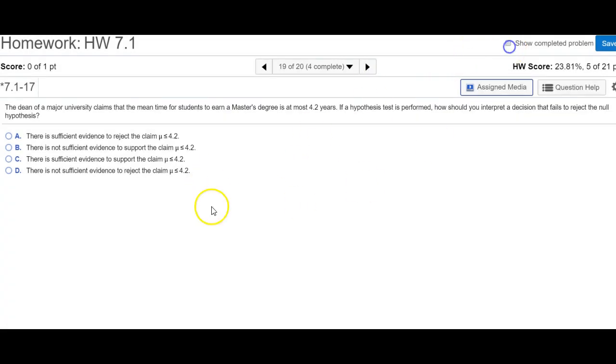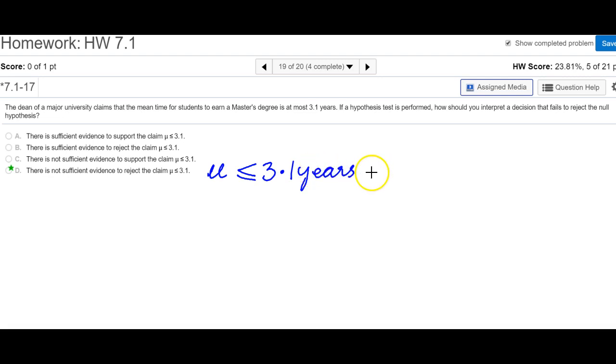Problem 19. Okay. Let me go ahead and do this. The dean of a major university claims that the mean time, so I'm going to go ahead and write down the claim here. The mean time for a student to earn a master's degree is at most 3.1, so less than or equal to 3.1 years. So in my mind, this is my claim.